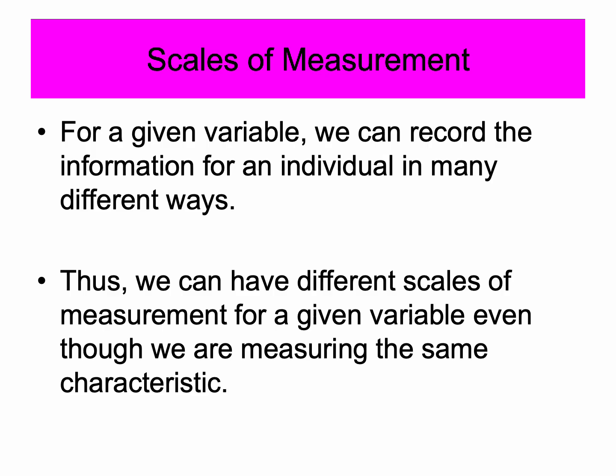So for any given variable, we can record the information in so many different ways. Because of that, we can have different scales of measurement for any given variable, even though we're measuring the same characteristic. As we were talking about early on, if we're trying to determine how hungry someone is, we can ask them on a scale of 1 to 10. We can check their blood sugar. Maybe that would be an indication. We can have them swallow a balloon and see how many times their stomach growls, right?